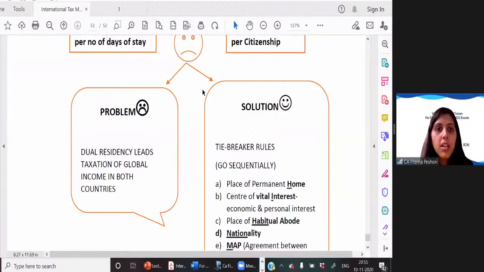Clear? Any doubts? Did you get these concepts? Any doubts you have?